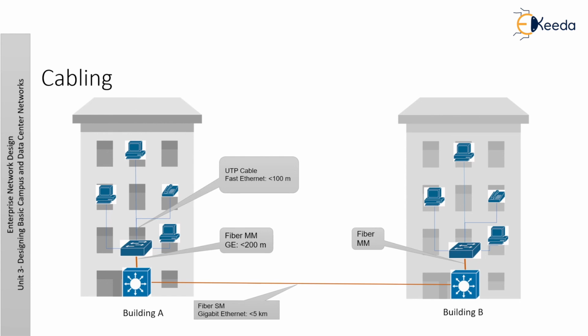So this is a simple example of cabling. Twisted pair is installed here, fast Ethernet up to less than 100 meters. If we go for this networking, this is intra-building. If we join both, then it is inter-building.